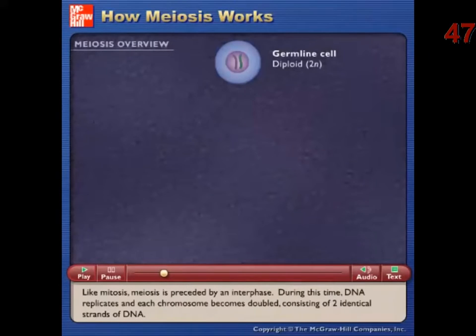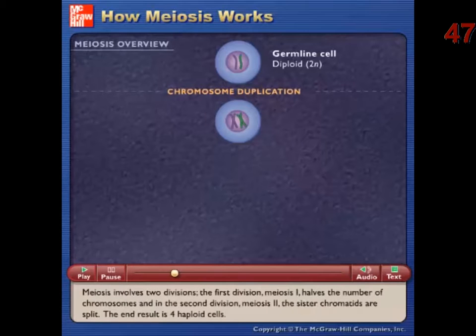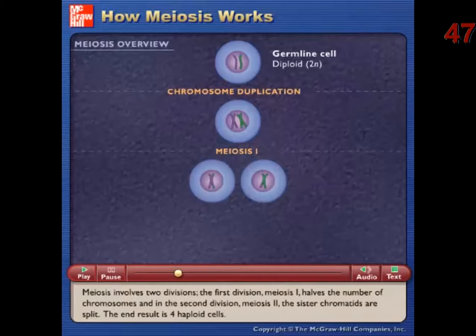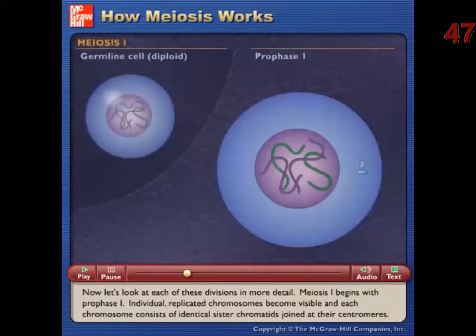Like mitosis, meiosis is preceded by an interphase. During this time, DNA replicates and each chromosome becomes doubled, consisting of 2 identical strands of DNA. Meiosis involves 2 divisions. The first division, meiosis 1, halves the number of chromosomes, and in the second division, meiosis 2, the sister chromatids are split. The end result is 4 haploid cells. Now let's look at each of these divisions in more detail.